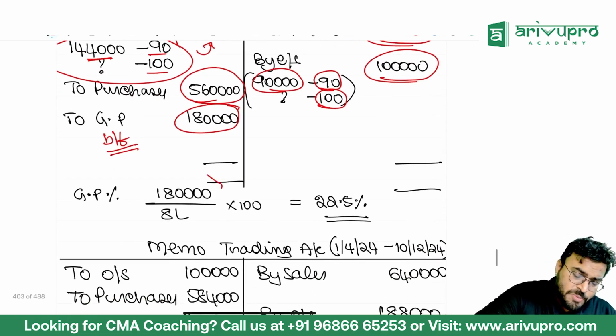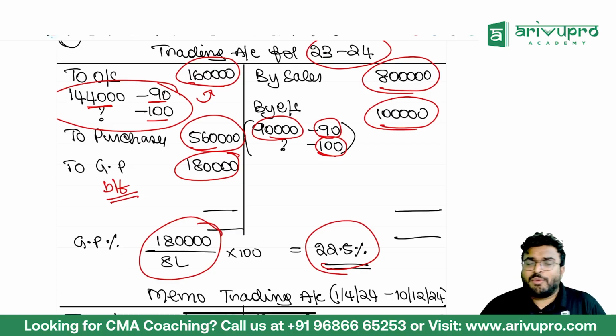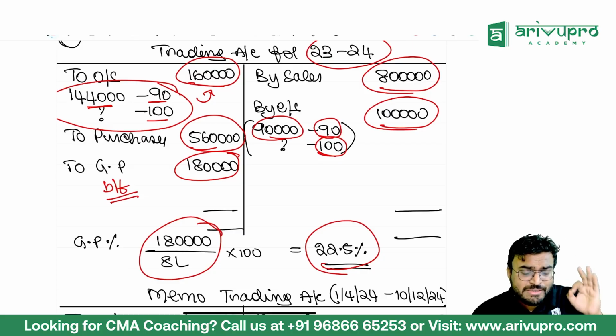Then what you will do? Gross profit divided by sales into 100. You're getting 22.5% as the gross profit. 22.5% is our gross profit. Clear? Now what you're going to do?